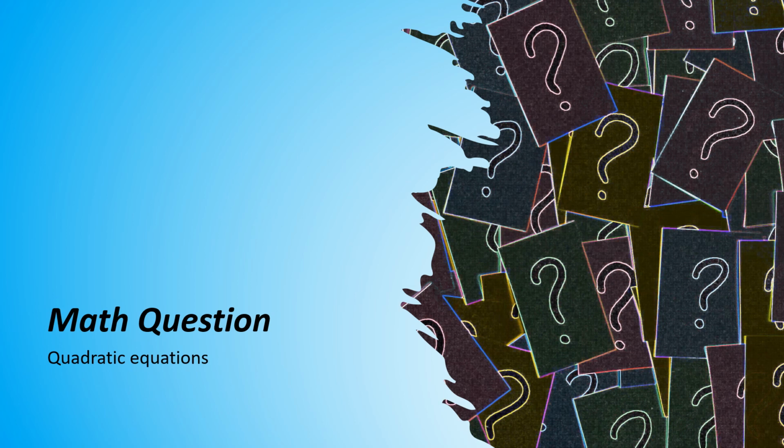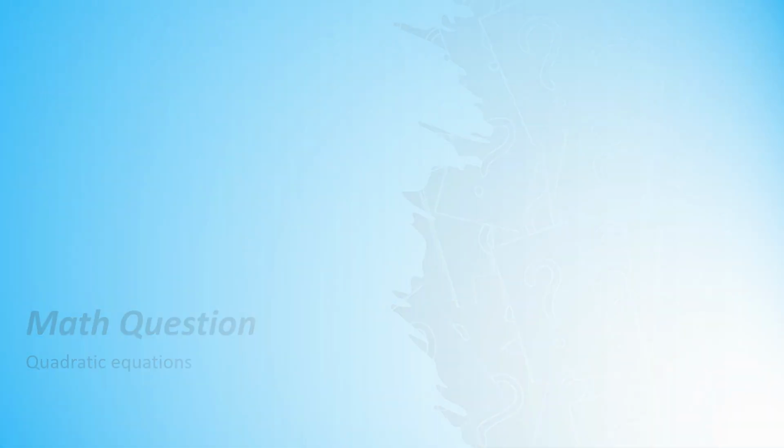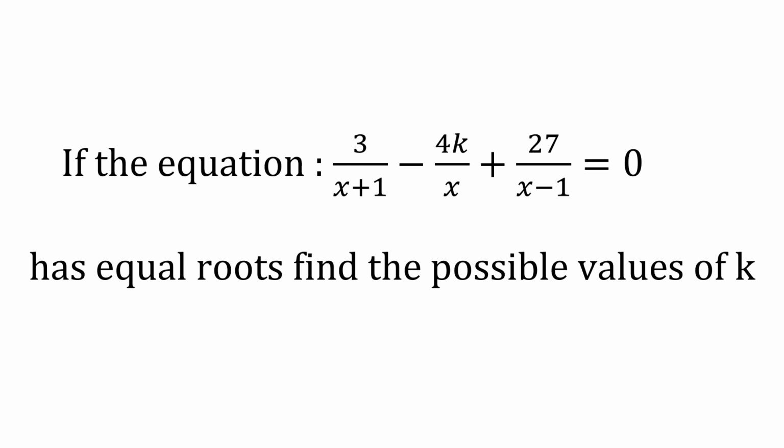Without wasting time, let's look at the question. If the equation 3 over x plus 1 minus 4k over x plus 27 over x minus 1 is equal to 0 has equal roots, very important, has equal roots, find the possible values of k. So here the key word is equal roots. Let's look at how we solve this question.